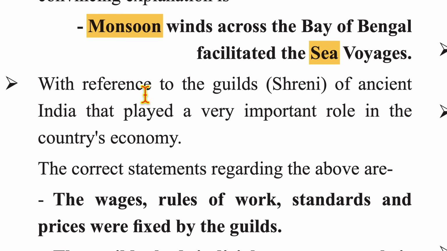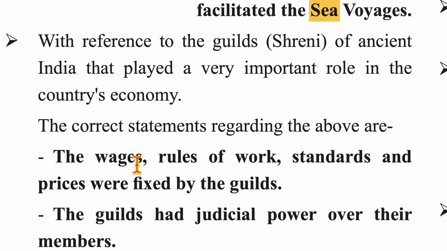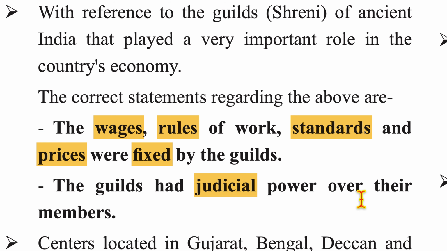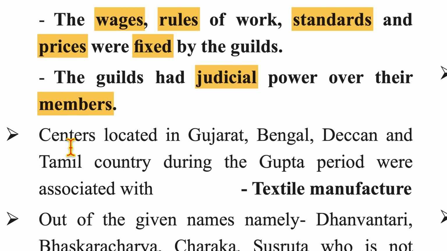With reference to the guilds, that is Shreni of ancient India, that played a very important role in the country's economy, the correct statements regarding the above are: the wages, rules of work, standards, and prices were fixed by the guilds. The guilds had judicial power over their members. Now, centers located in Gujarat, Bengal, Deccan, and Tamil country during the Gupta period were associated with textile manufacture.